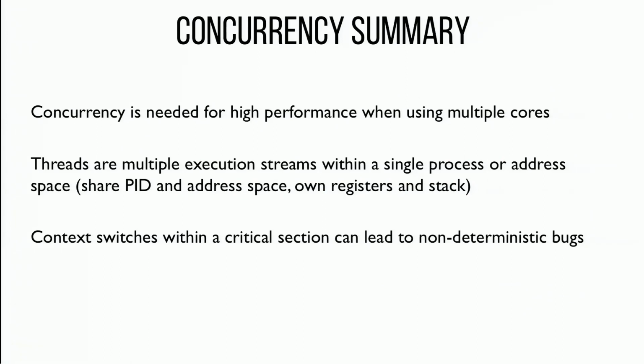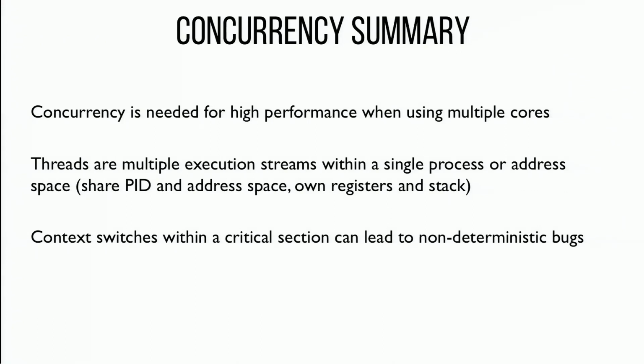OK, so this is not my summary, though. This is just apparently a summary for why we want concurrency. So we want high performance. That's up here. Our whole goal of doing concurrency is that we need high performance when we have multiple cores.